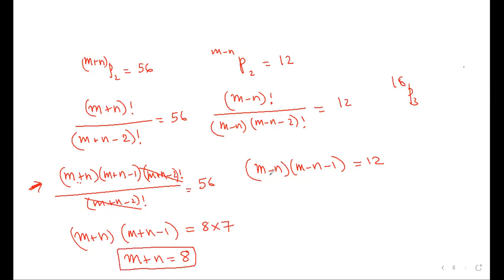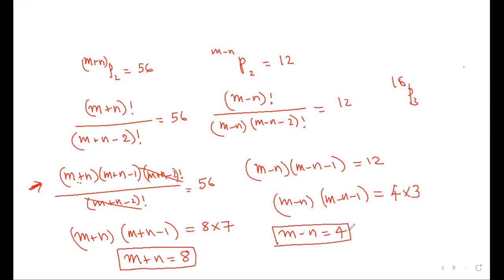Again, write 12 as a product of 2 consecutive numbers. 4 and 3. So m minus n should be equal to 4. Now solve equations 1 and 2. 2m is 6 and n is... M is equal to 3 and n is equal to 1. Did you understand? Yes, sir.